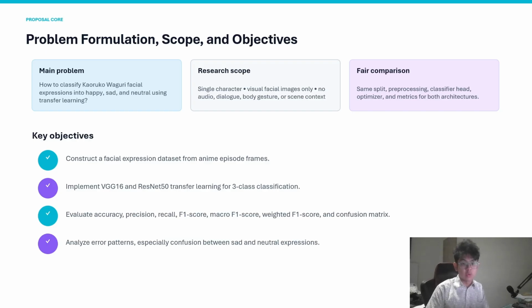The scope is limited to one character, which is Karo Kawaguri. The input is visual facial images only. This research does not use audio, dialogue, body gesture, or scene context. The objectives are also shown on the slide. First, to construct a facial expression dataset from the anime episode frames. Second, to implement VGG16 and ResNet50 using transfer learning. Third, to evaluate both models using the same dataset, preprocessing, training configuration, and metrics. And lastly, fourth, to analyze error patterns, especially confusion between sad and neutral expressions.